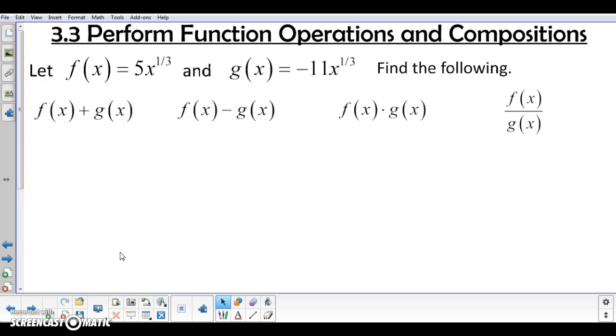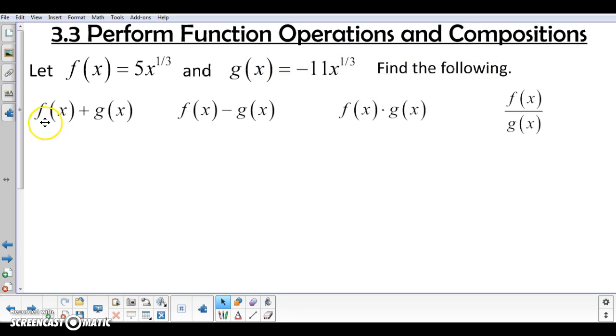Algebra students, in lesson 3 of unit 3, we are going to learn how to perform function operations and compositions. We're going to start with the 4 basic operations and perform them on 2 functions that are given here. So f of x is equal to 5x to the 1/3. There's my first function. And g of x is equal to negative 11x to the 1/3. That's my second function. Find the following.